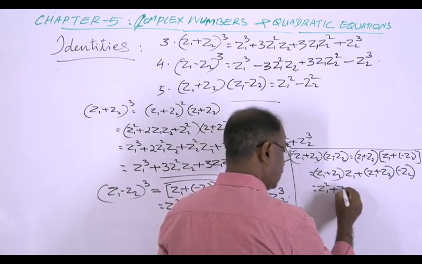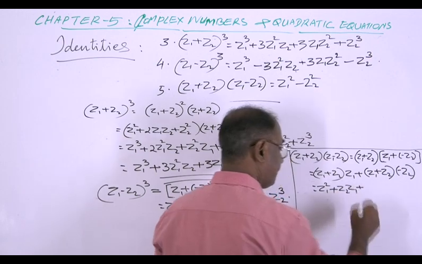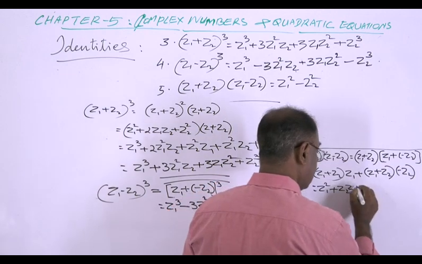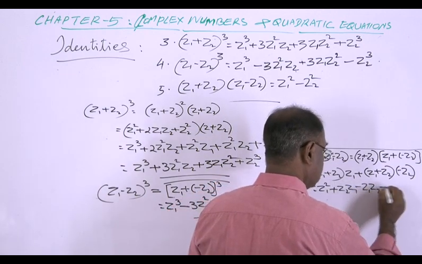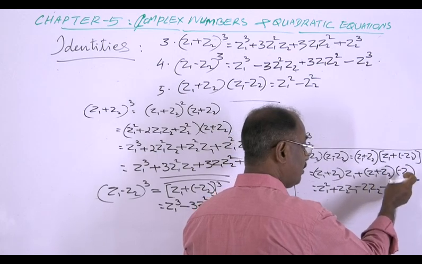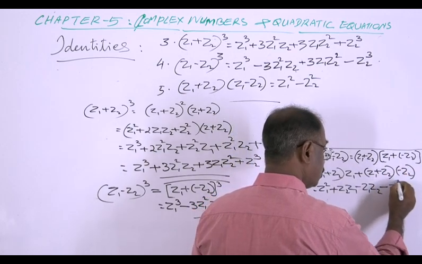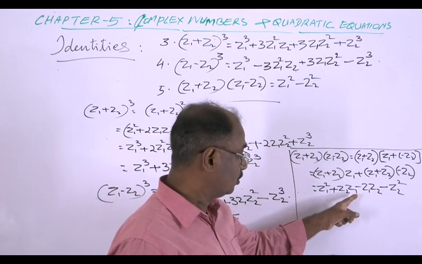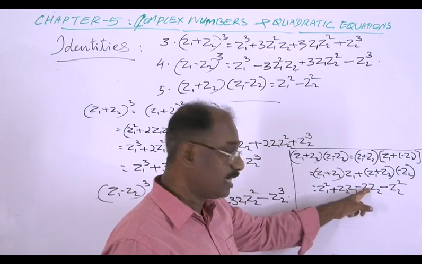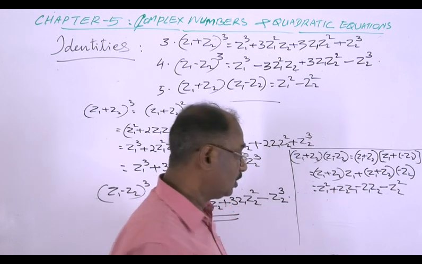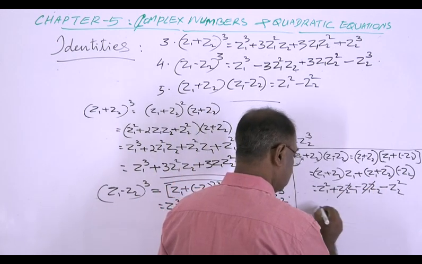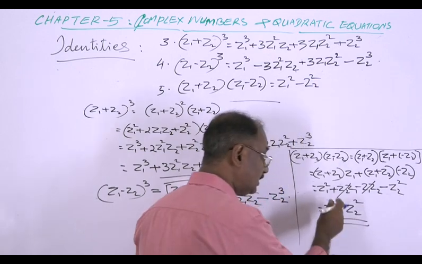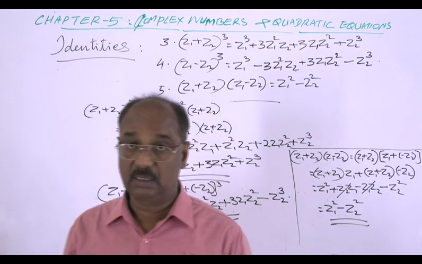plus Z2 into Z1, Z2 Z1, plus Z1 into minus Z2, minus Z1 Z2, then Z2 into minus Z2, minus Z2 squared, and Z1 Z2 is Z2 Z1. So we see that this is same and numerically opposite. So cancelling these two, we see that this is equal to Z1 squared minus Z2 squared. So this is the required result.